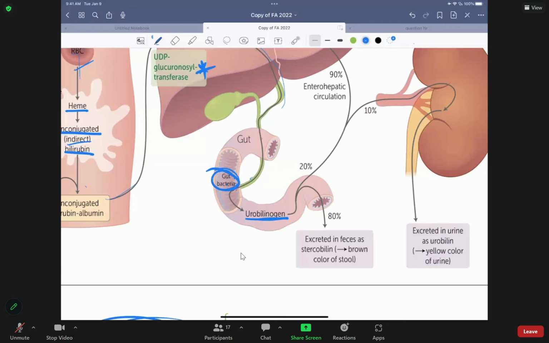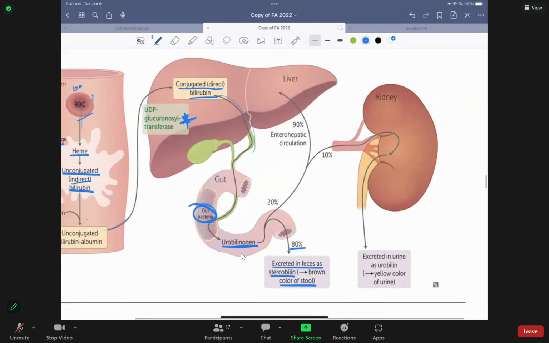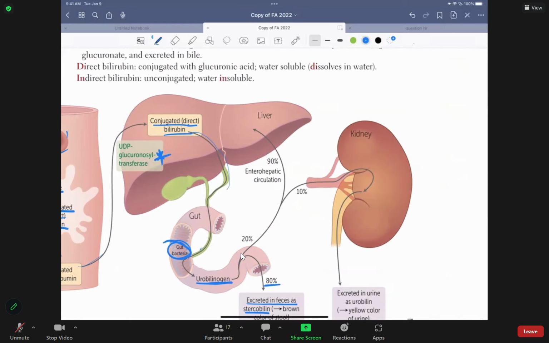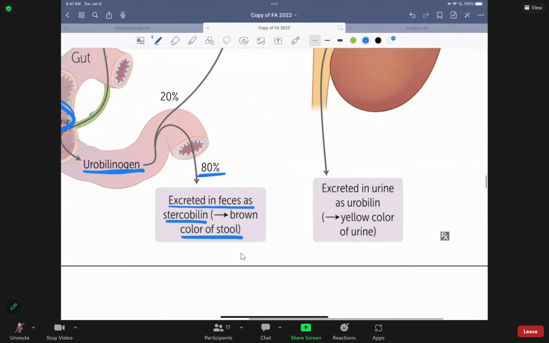That's why. Once urobilinogen comes, 80% of it is excreted in feces as stercobilin. You need to know that. Stercobilin is the one that gives the color of the stool. Okay, that's 80%. The rest, the 20%: 90% of that goes back to the liver for recycling, and 10% goes to the kidney and is excreted as urobilin, which gives the yellow color of the urine.